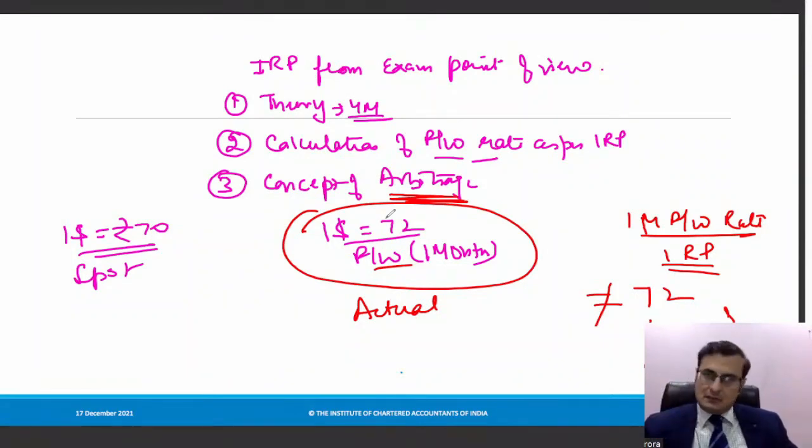We have a class on Monday, 7 o'clock. We will start with IRP, as I told you, most probably. Most of the things are over. Only Nostro, Vostro accounts are left, which is a very simple concept, so you don't need to worry. I'll complete IRP, interest rate parity, purchasing power parity, and the international Fisher effect. 3 are there. Once I complete that, I will do the Nostro, Vostro accounts.